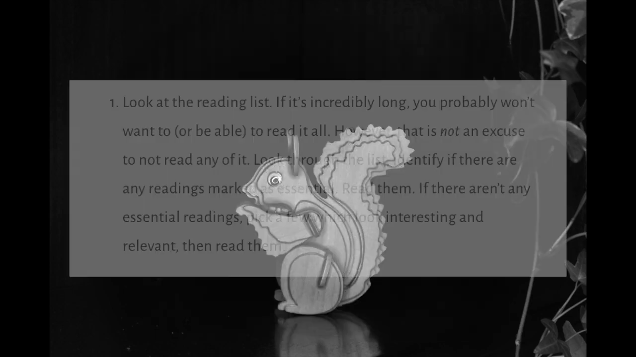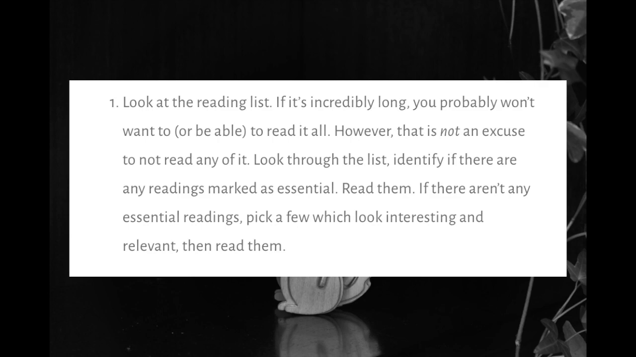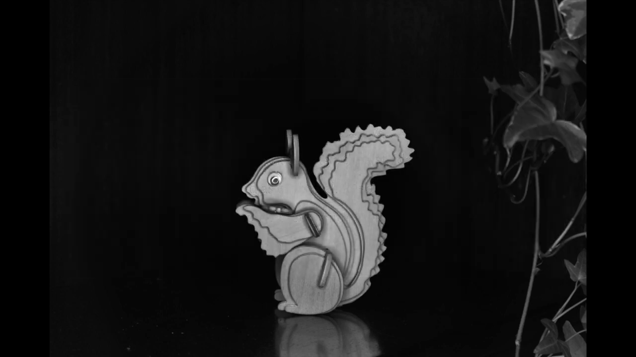Step 1. Look at the reading list. If it's incredibly long, you probably won't want to or be able to read it all. However, that is not an excuse to not read any of it. Look through the list, identify if there are any readings marked as essential, read them. If there aren't any essential readings, pick a few which look interesting and relevant, then read them.